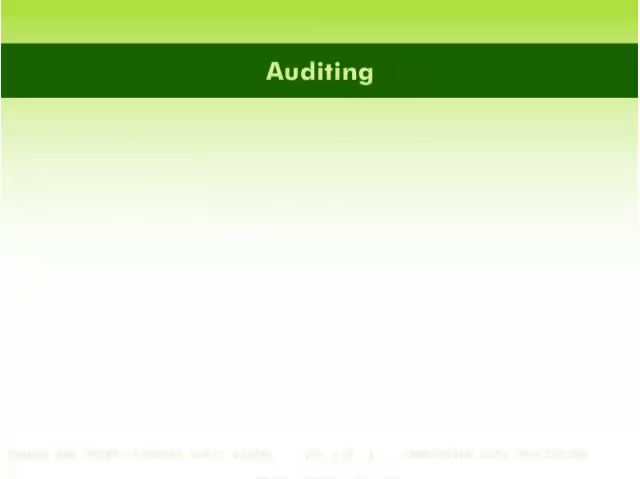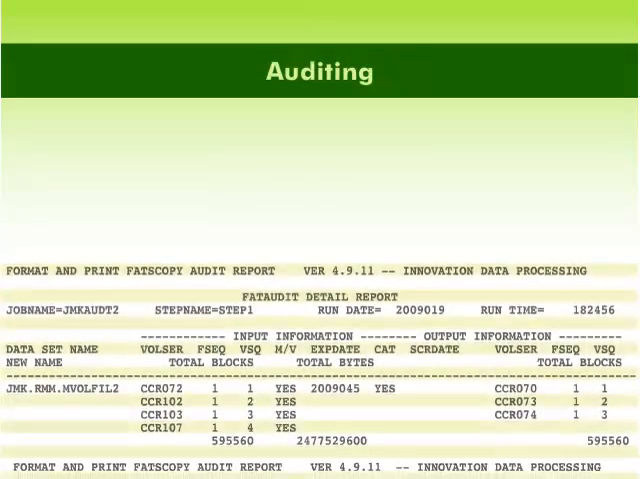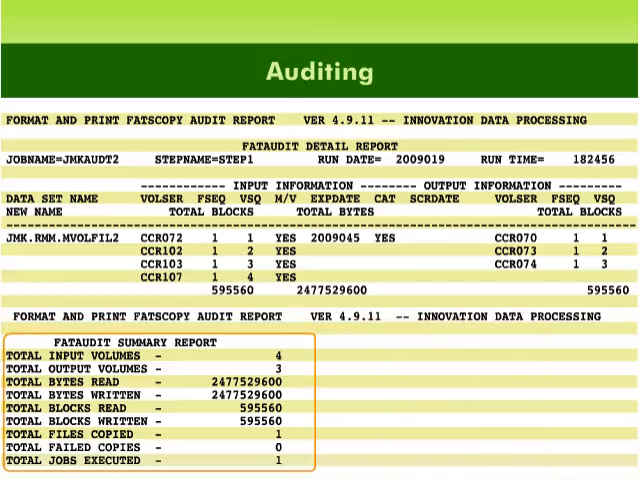The audit feature allows you to view a detailed report of a FATSCOPY job, which includes a list of all the datasets that have been copied and the input and output tape volsers included in the process. An audit dataset is created by FATSCOPY when an audit DD is present in the JCL. The FAT audit program is used to produce the audit reports. The generated summary report is shown here.